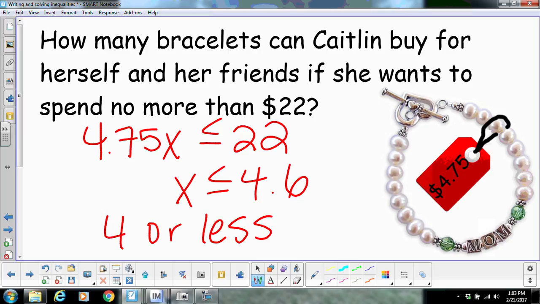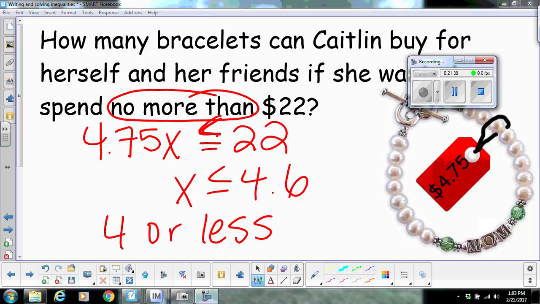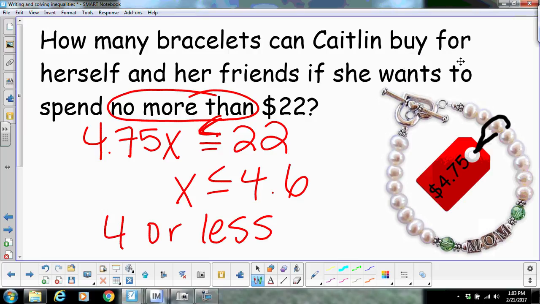Just by reading through the problem, it says you can't spend more than, so no more than means it has to be less than. Okay, but she can still spend the $22. That's where the equal to comes from. That's what it is. Less than or equal to. You good? Okay. All right, let's look at the next one.